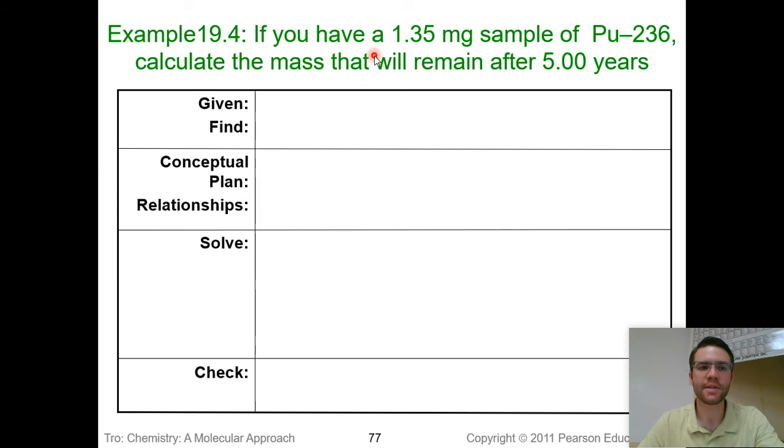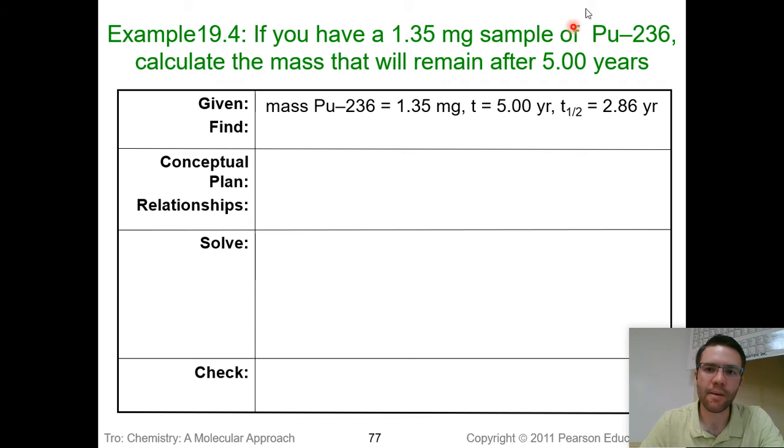You're going to have examples that give you a mass, and they want you to calculate a new mass at a new time. So we have a mass of 1.35 milligrams of plutonium, and they want us to calculate the mass that will remain after 5 years. Now you have to know the half-life for this particular radioactive isotope. In this problem, it's not stated up above, but our half-life is 2.86 years.